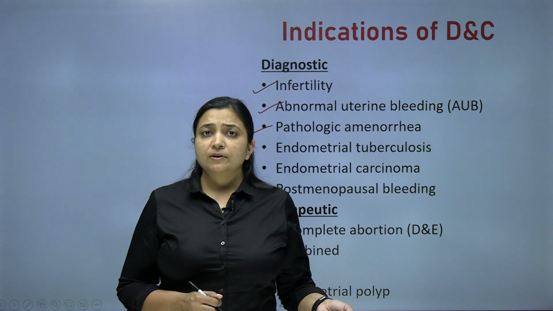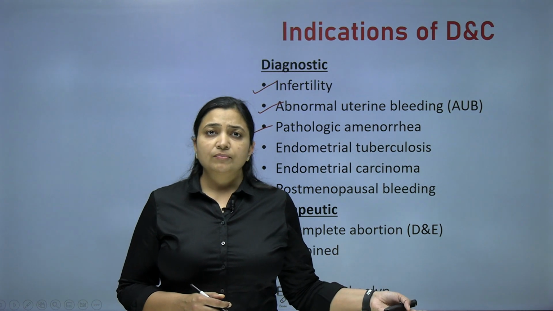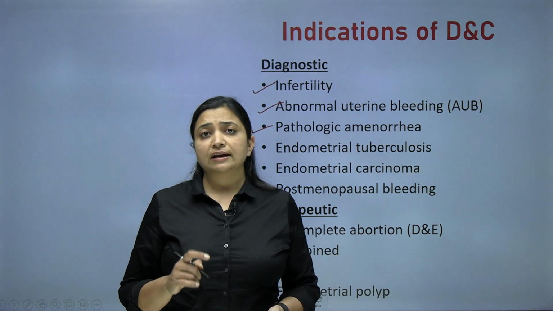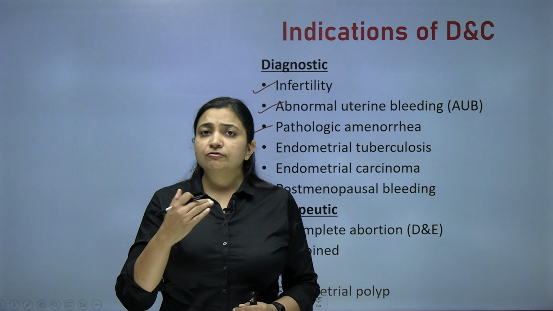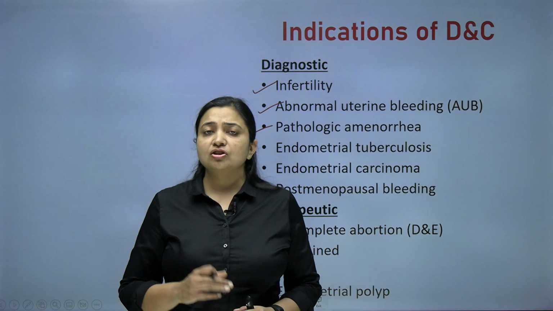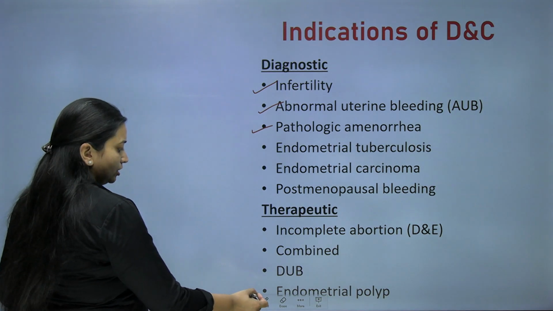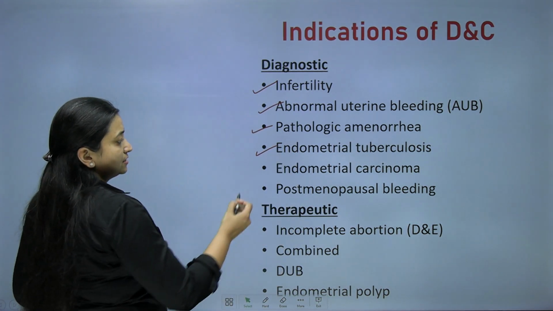But pathologic amenorrhea, that means secondary amenorrhea, where the patient was earlier menstruating but now is not. So you want to rule out either tuberculosis or some other pathology. So to take that biopsy material to send for histopathological examination or any other examination, we can do a dilatation and curettage. Endometrial tuberculosis, as I just discussed.